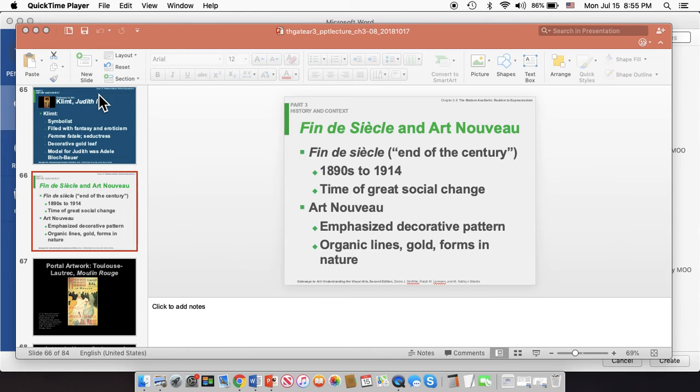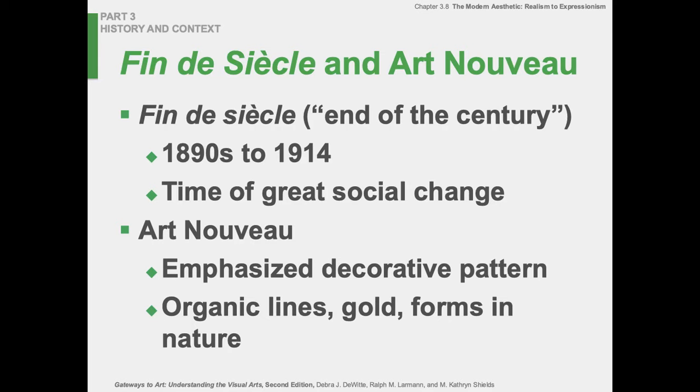Chapter 3.8, Part 5. Now remember, our Industrial Revolution is our backstory. It's going on all this time, and then in 1914, World War I breaks out. There's all this stuff getting made and all these different ways of using materials and manufacturing and so on. It's a time of great social change.